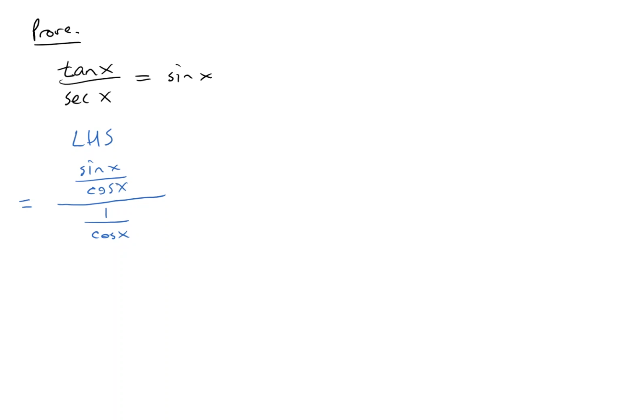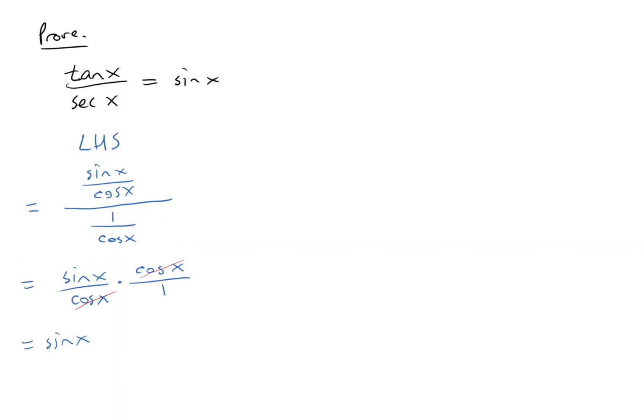For example, you could cancel the cosines in this particular case, but sometimes you can get into trouble when you try to do that. So you may be better off for a while rewriting it as sine x over cosine x times the reciprocal of the bottom, cosine x over 1. And then if you multiply straight across, you'd have a cosine on top and a cosine on bottom that would cancel, just giving you sine of x.